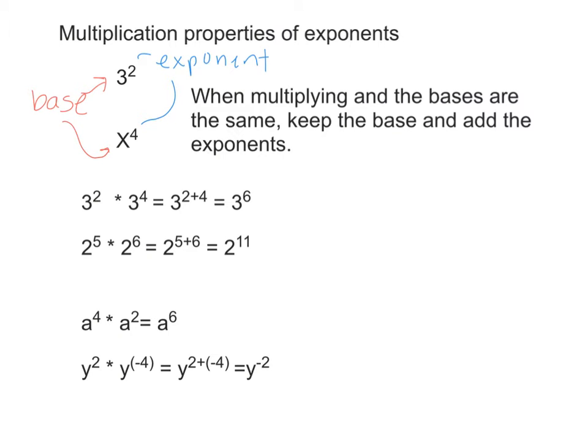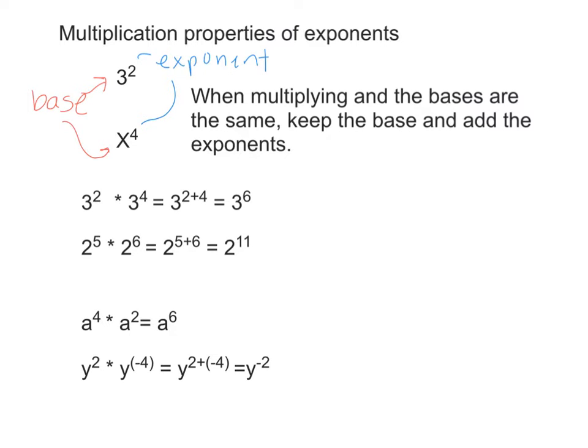Here's our introduction to multiplication properties of exponents. We have two rules. One of them we'll get through today. The other one I'll have on here. I'm not sure if we will get through it though. So when multiplying exponents and the bases are the same, you will keep the base and add the exponents.